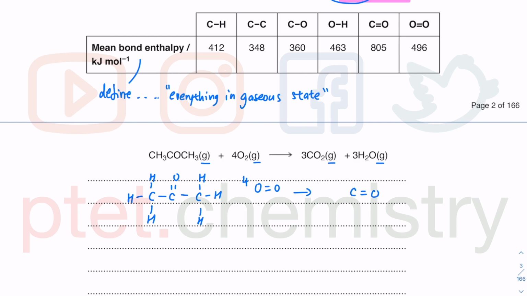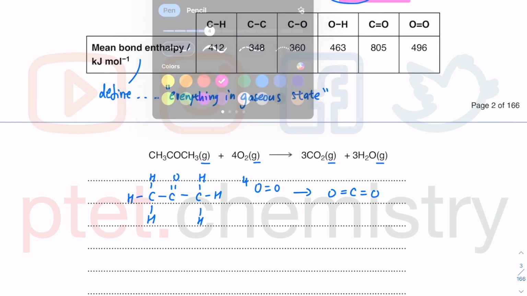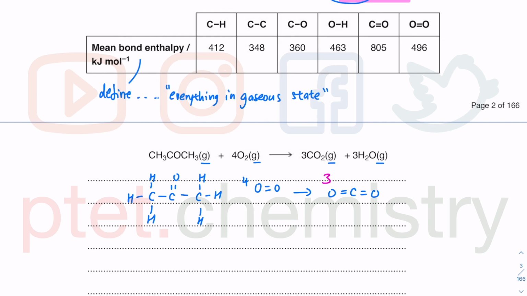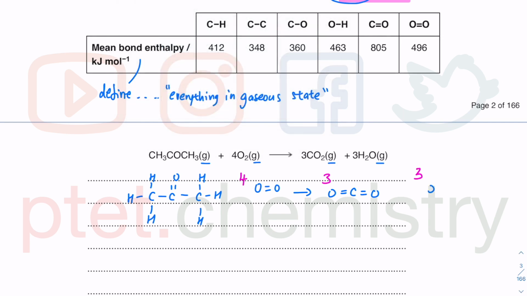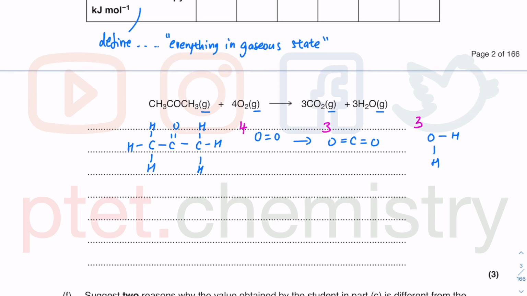In carbon dioxide, there are 2 CO2 in 1 molecule, but I do have 3 of that CO2, just like I have 4 of the oxygen molecule, and I also have 3 of the water molecule, H2O, 3 of them. So be very careful. So we're going to look at the total energy for bond breaking.